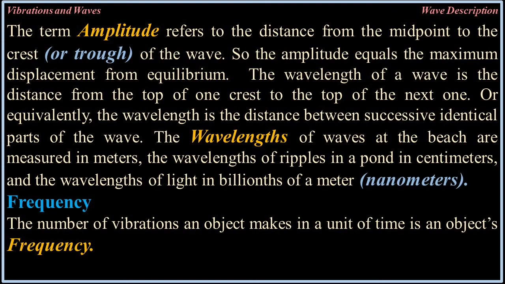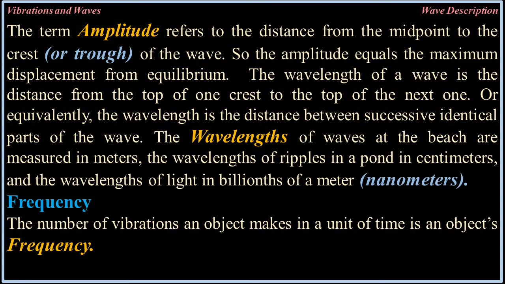The wavelengths of waves at the beach are measured in meters, the wavelengths of ripples in a pond in centimeters, and the wavelengths of light in billionths of a meter, nanometers.